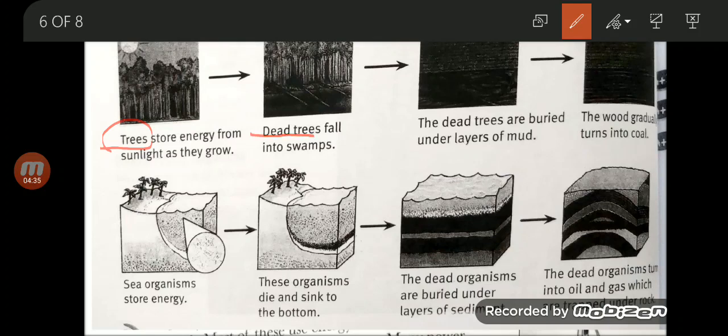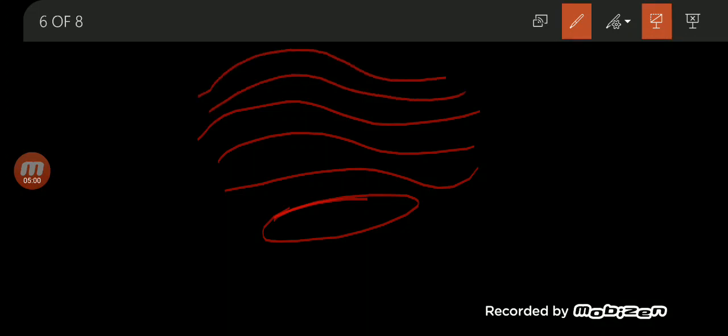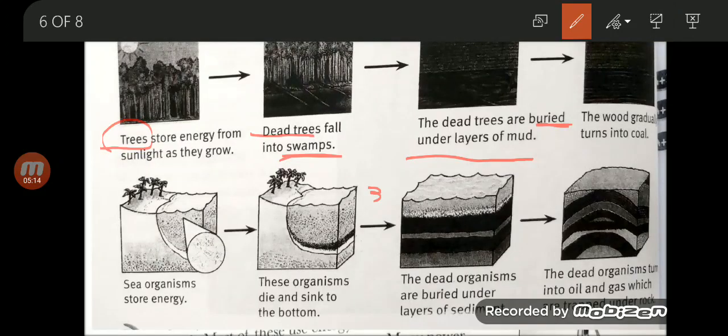Now, dead trees fall into swamps. I will send you a picture of swamps so you can better understand what a swamp is. Dead trees are buried under layers of mud. For example, a plant has died here. Then mud came, so mud forms a layer on the surface of the plant. Now there is a lot of pressure on this plant. Due to a lot of heat and pressure, it is converted into coal.